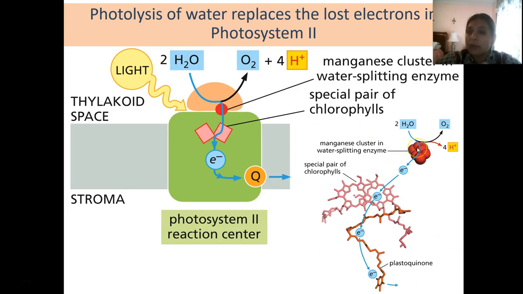So you have your manganese clusters that are going to help aid the breakdown of this water to produce 4 hydrogen ions, 4 protons, and oxygen that's released back. The electrons are moved into the special pair of chlorophylls that then pass them onto that plastoquinone molecule that can then enter the photosystem 2 reaction.